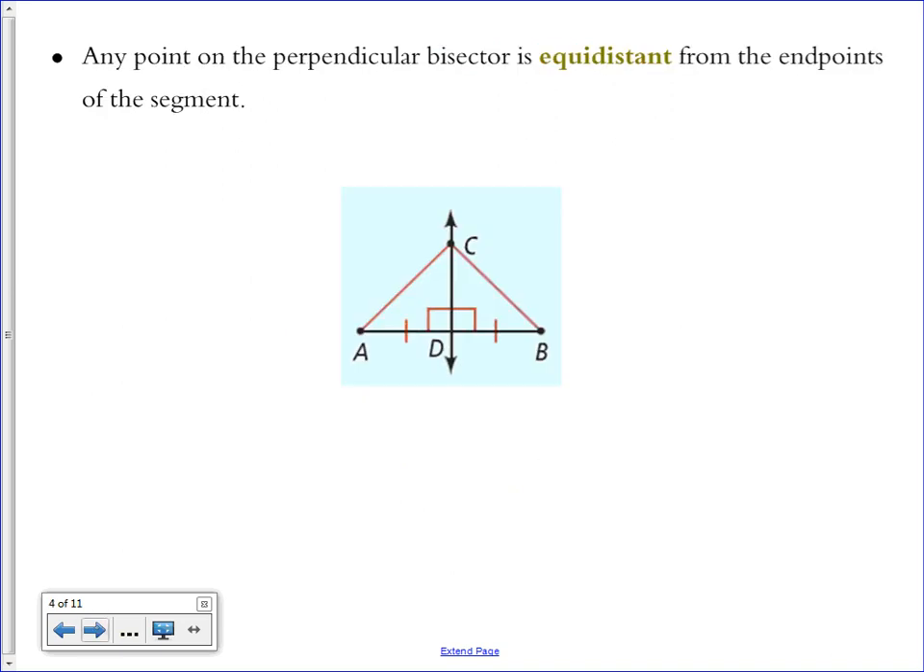Any point that's on the perpendicular bisector is equidistant, which means equal distance, from the endpoints of the original segment. So here in this picture, C is up top, but it's equidistant from A and B, so that those two distances are going to be the same, because C is located on the perpendicular bisector, and anywhere that you put that point C, this property is going to hold true.